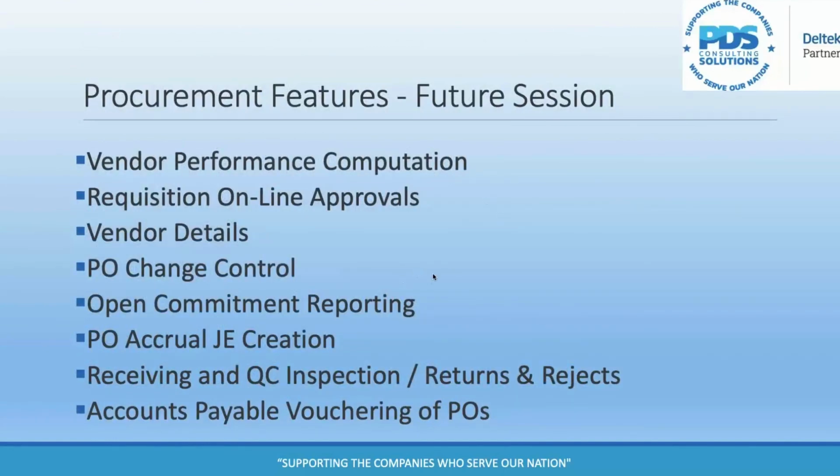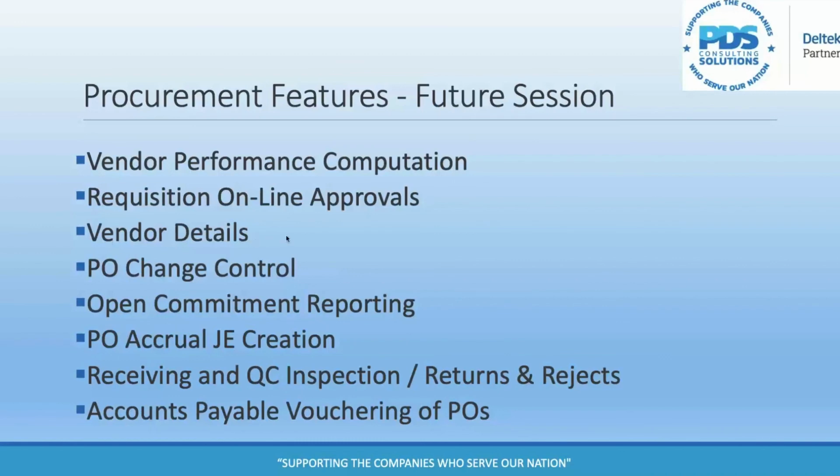So I hope you've enjoyed this session as a learning experience. There are many other areas of purchasing that we may cover in future sessions. These are just some of the highlights of features that are managed within Costpoint. Vendor performance computation. So we have on-time deliveries, rejected, dollar values of rejected material, and so forth. We have requisition online approvals, which can be dollar valued or step-by-step, however you want to generate that.